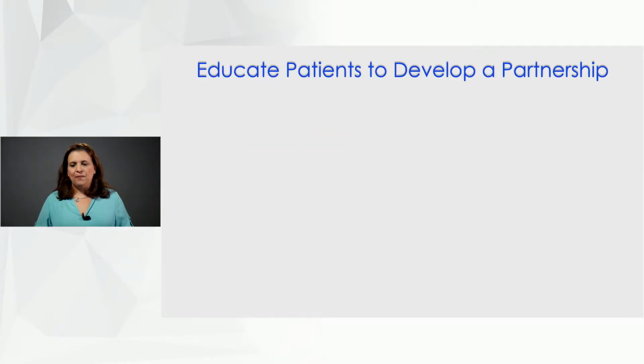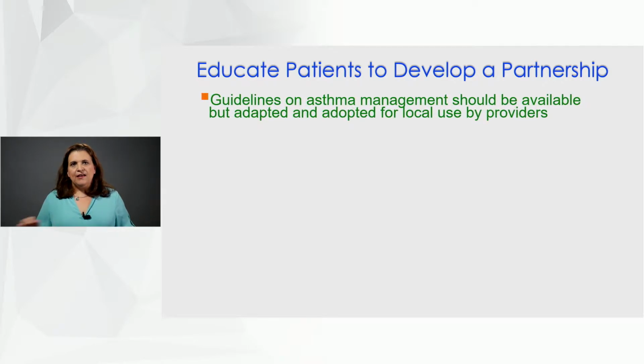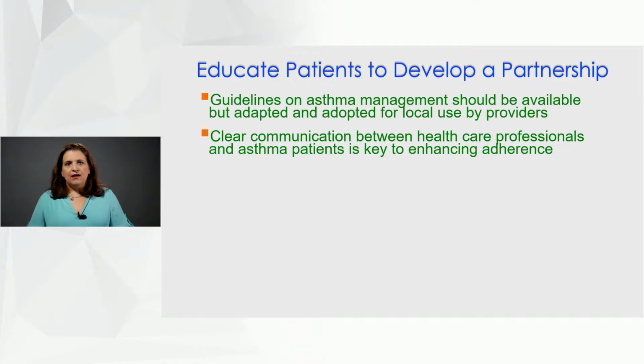In order to develop a patient-physician partnership, guidelines on asthma management should be available but adapted and adopted for local use by providers. You should have these guidelines in a place that is easy to access in your office so you can reference them when needed. There needs to be clear communication between the healthcare professional and the asthma patient. This is key to enhancing adherence to medications.